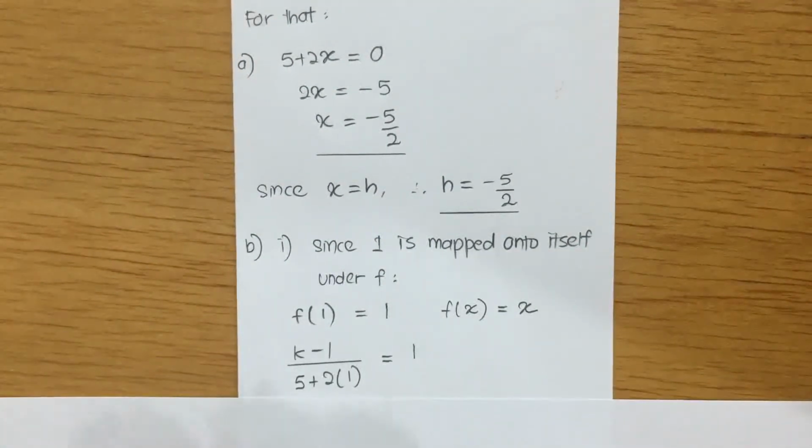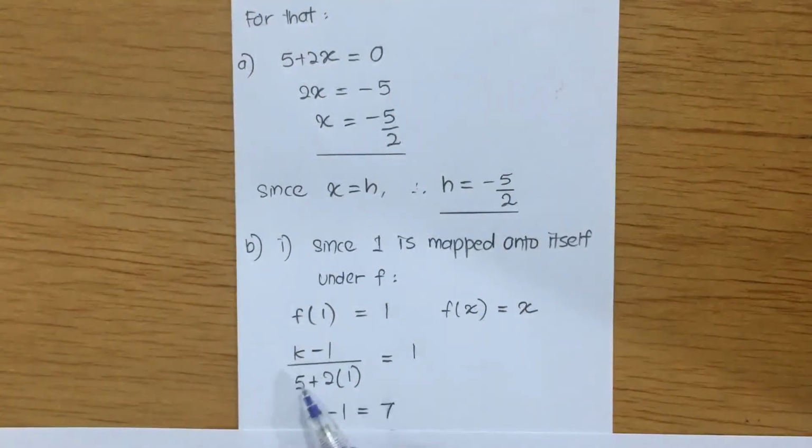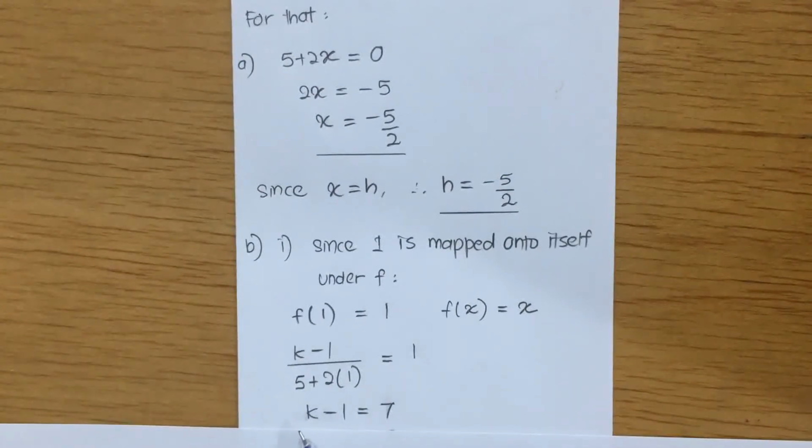So from here, your f(x) is k minus x divided by 5 plus 2x. You substitute 1 into the equation. So you get k minus 1 divided by 5 plus 2 in a bracket 1 equals 1. So k minus 1 divided by 5 plus 2. 5 plus 2, you get 7. So this 7, you times with 1. So you get k minus 1 equals 7.